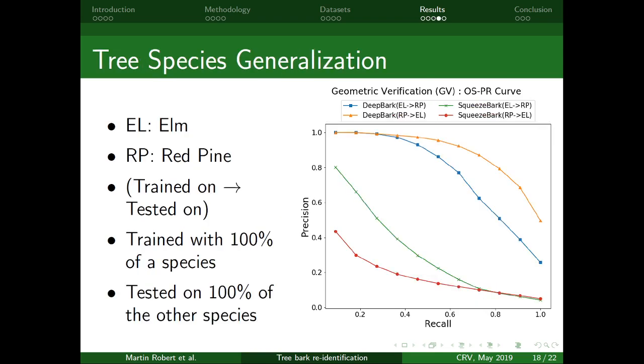For this experiment, we wanted to know if Learn Descriptor could perform well on unseen bark. For this, we trained the descriptor on one tree species and evaluated it on the other species. Our result here showed that our best descriptor, deep bark, performed worse than previously, but still achieved good precision on either of the three species.